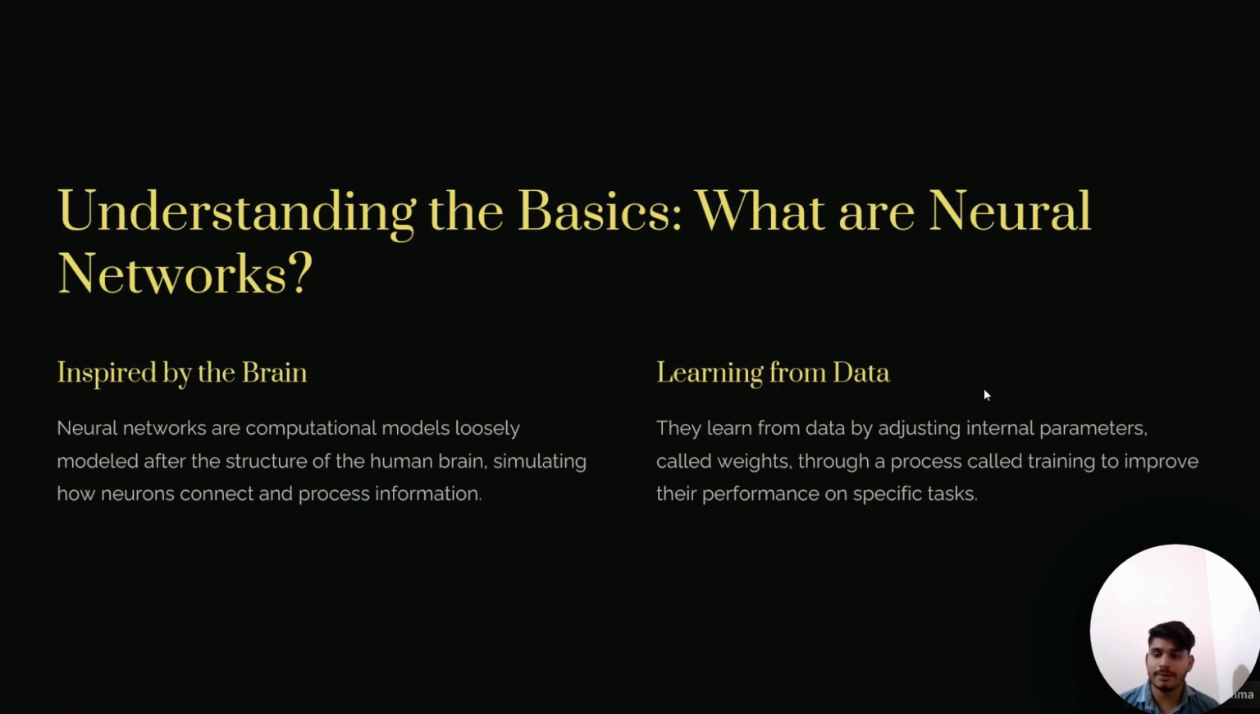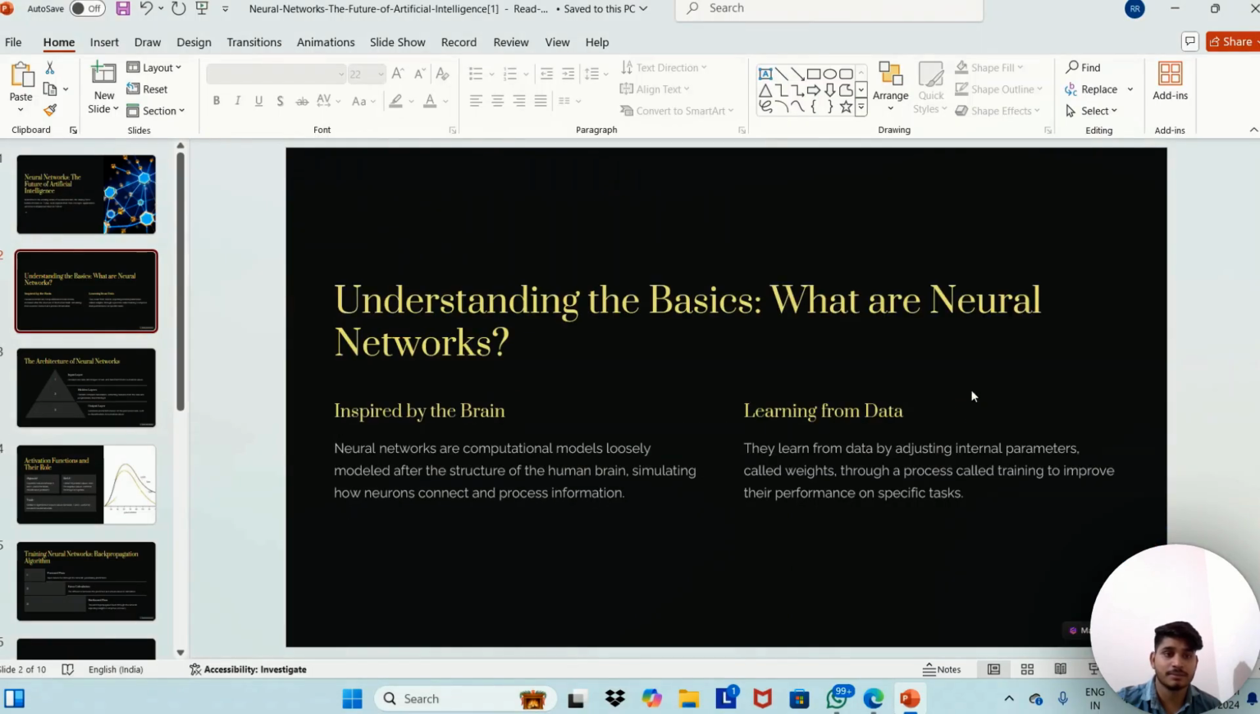Inspired by the brain, neural networks are computational models loosely modeled after the structure of the human brain, simulating how neurons connect and process information. Learning from data, they learn by adjusting internal parameters called weights through a process called training to improve their performance on specific tasks.